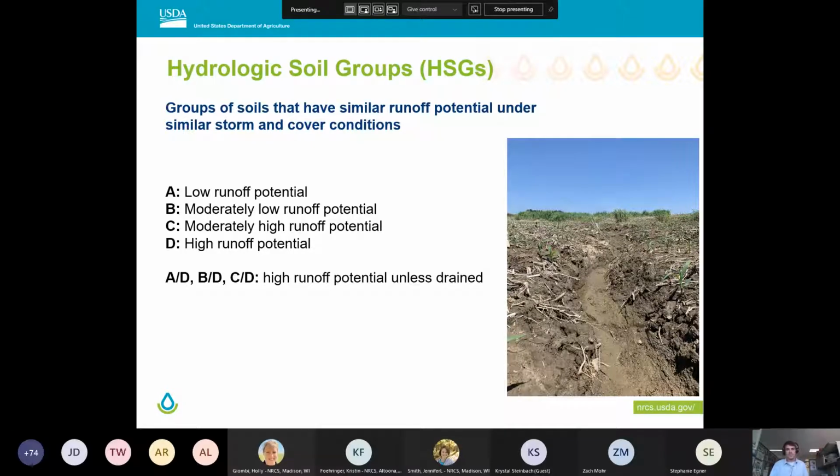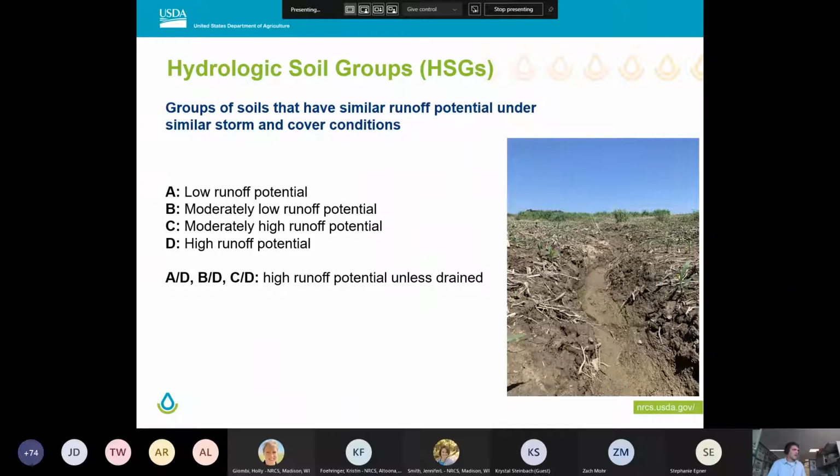A lot of times people are using this and trying to group soils with similar infiltration rates. And that does work. A soil with low runoff potential is going to have higher infiltration rates than a soil with high runoff potential, but that's not what this tool was developed for. So the exact breaks between an A and a B and a B and a C might not be that meaningful if you're thinking about infiltration or pesticide leaching or whatnot. So don't misuse hydrologic soil groups. Use them for what they were designed for: culvert design, for grass waterway design.